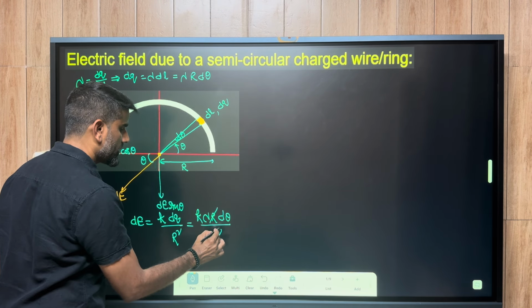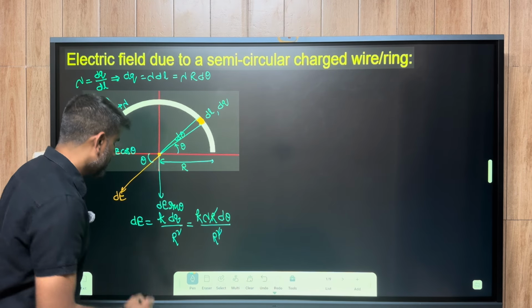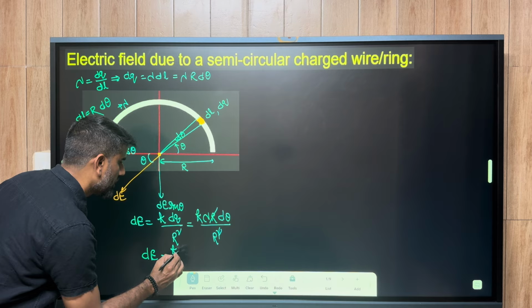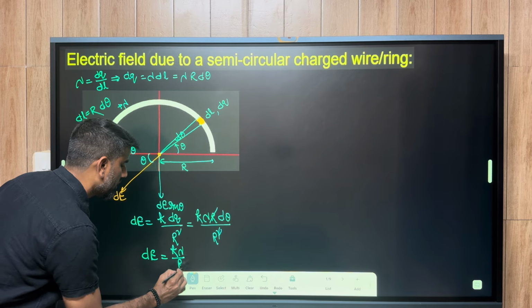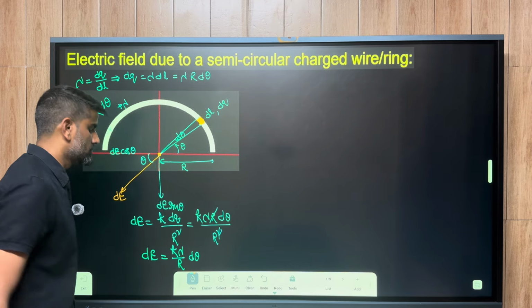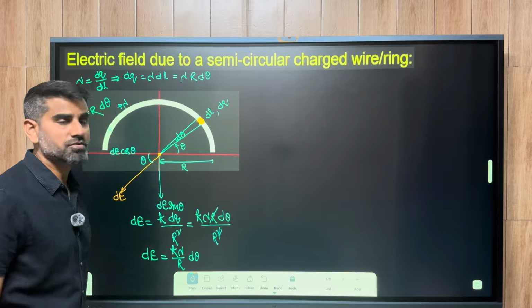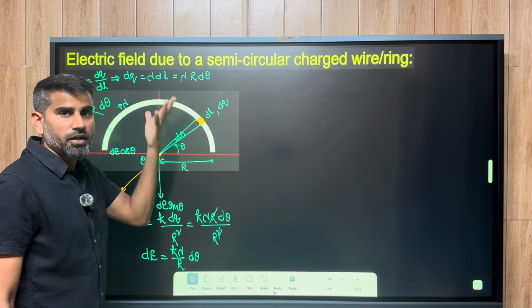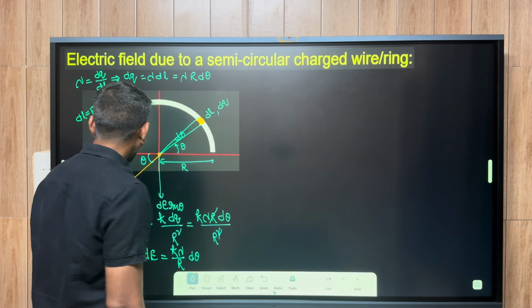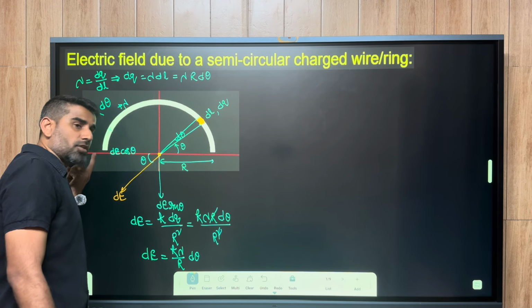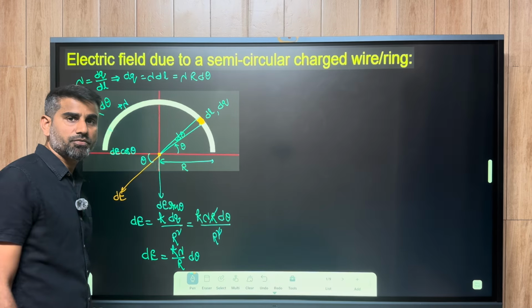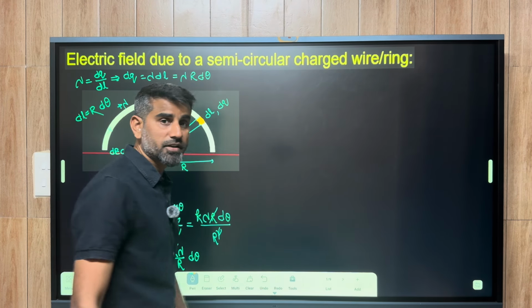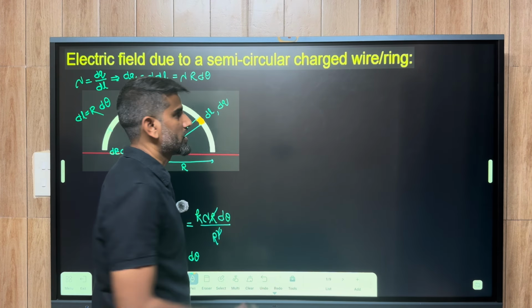Now this r and r will get cancelled. What are we left with? dE is equal to k lambda by r d theta. So this is the expression for the electric field due to this small element. Now we need to find the x component and the y component of the electric field.